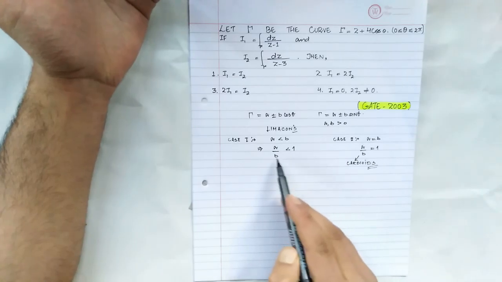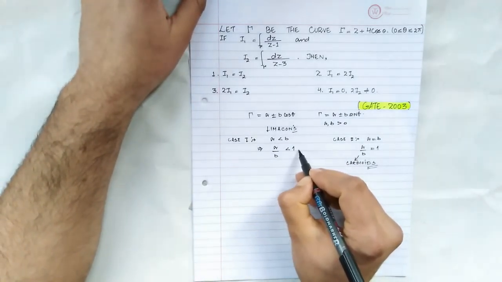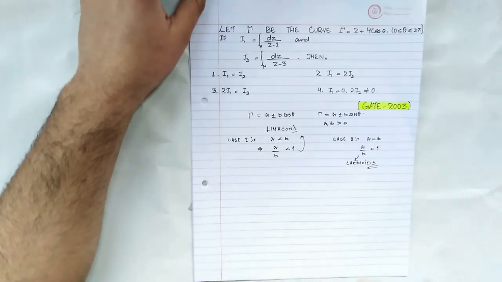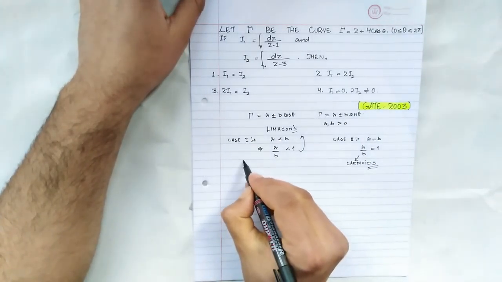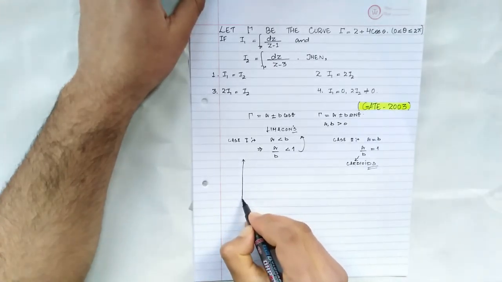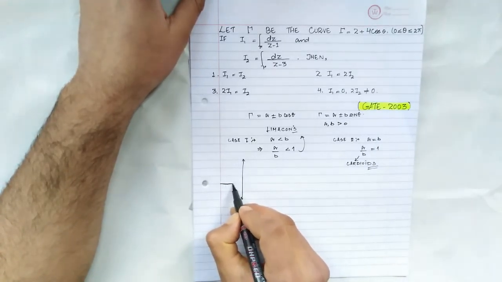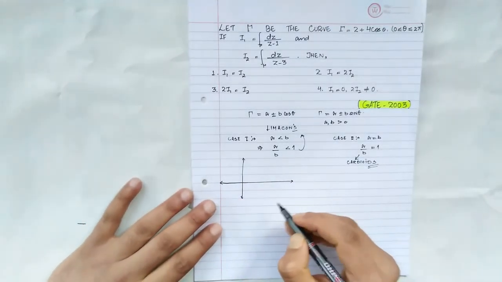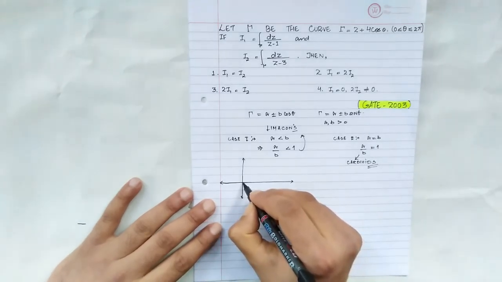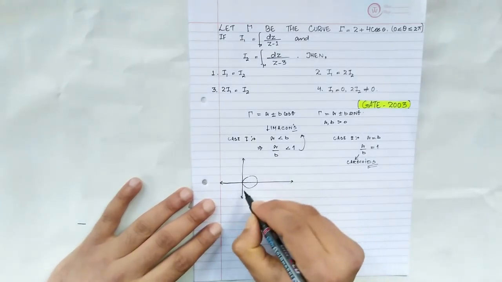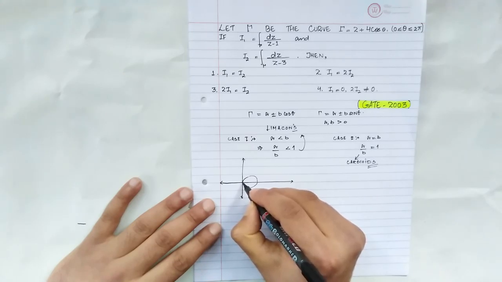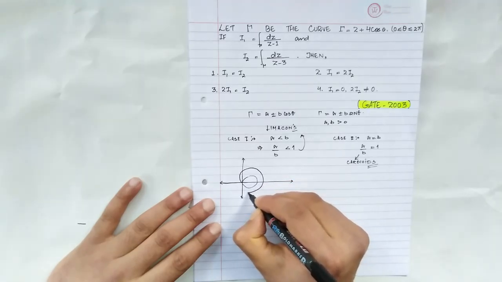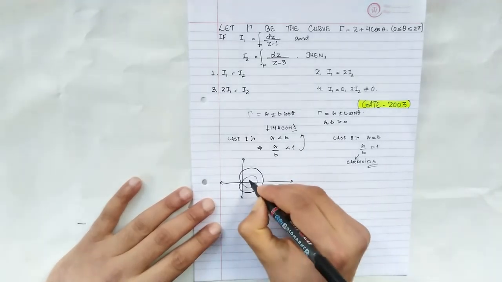But here, if you look, it's the special type. This is the Limacons with an inner loop. I can write it as, let me make a rough sketch of it. I'm not very good at drawing, but I will try my level best. It will come like this, and this, right?